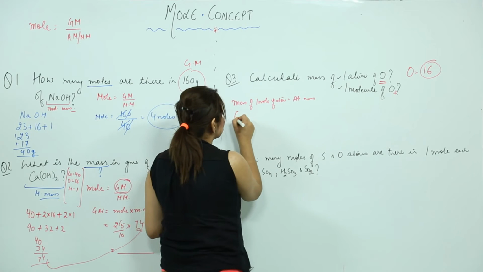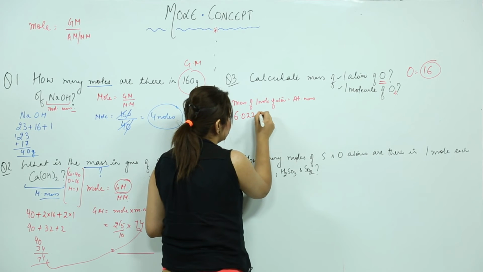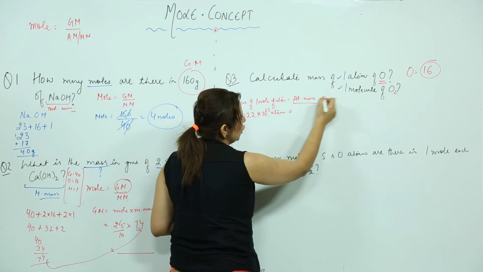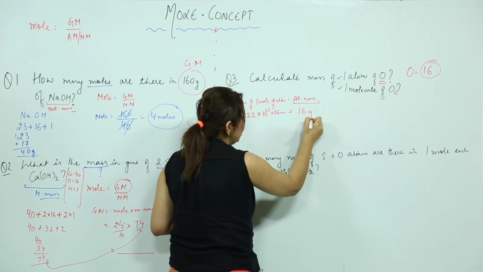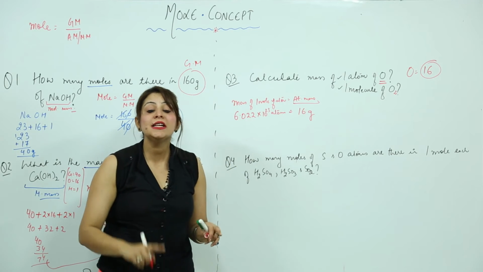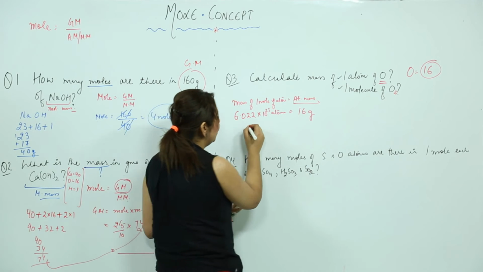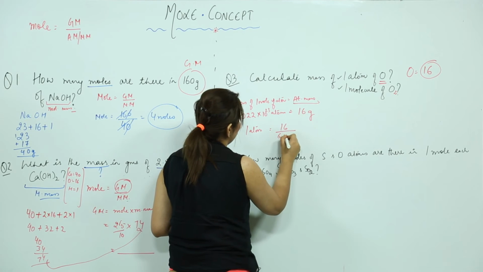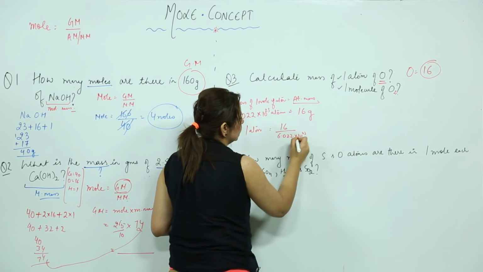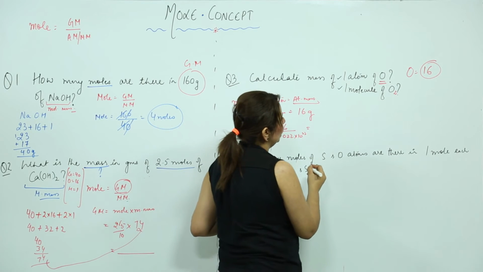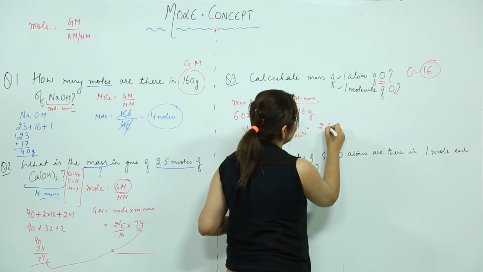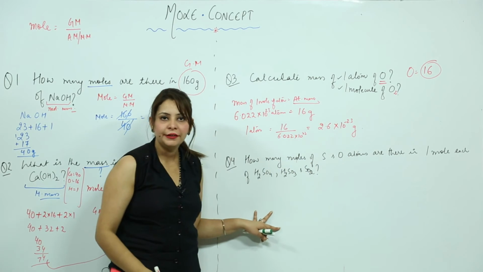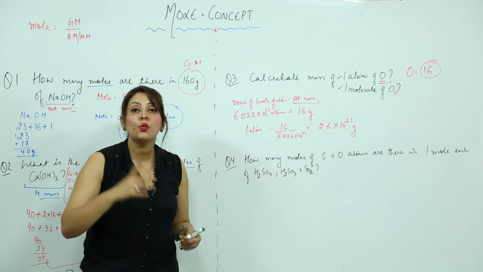So how many atoms? 6.022 into 10 raised to power 23 atoms weigh. What is the atomic mass for oxygen? 16. So it weighs 16 grams. So what is the mass of one atom? If this much weighs this, obviously the mass of one atom, you have to divide it, right? So what answer are you going to get? After solving, 2.6 into 10 raised to power minus 23 grams, right? So this is the mass of one atom.